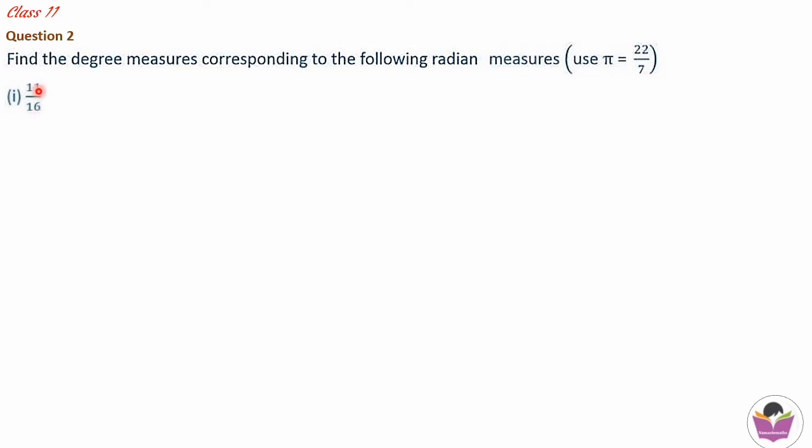11 by 16 is in radian measure. We have to convert that into degrees. Formula: degree measure is equal to 180 by pi into radian measure. Previously, radian measure is pi by 180 into degree measure. Here just the opposite: degree measure is equal to 180 by pi into radian measure. So let's substitute the values. 180 divided by pi, the pi value given to us is 22 by 7, substituted, into the radian measure, which is 11 by 16.